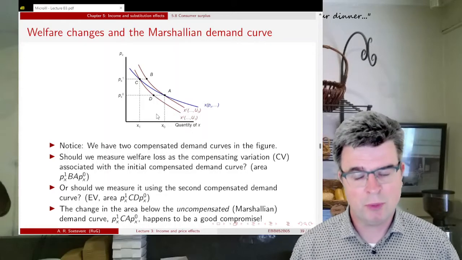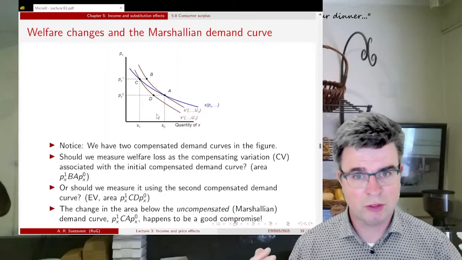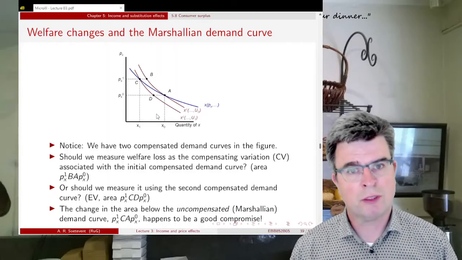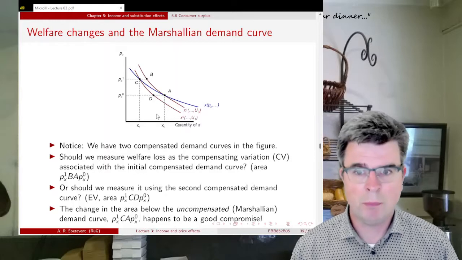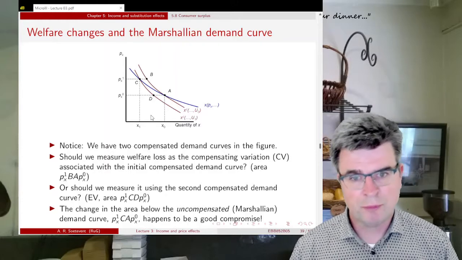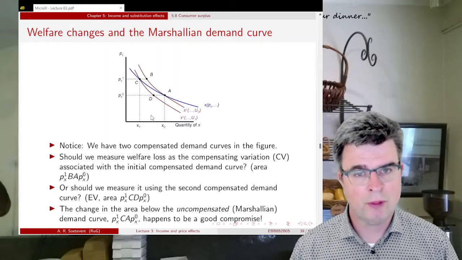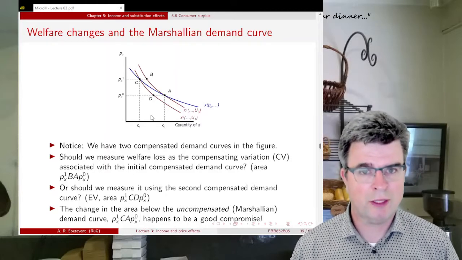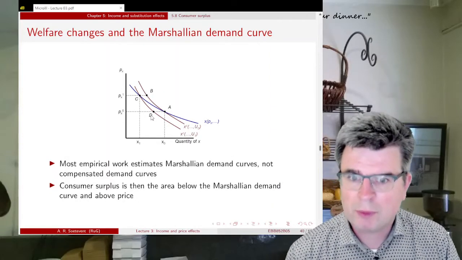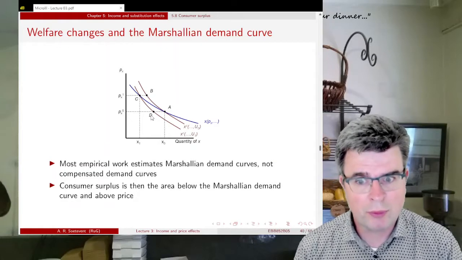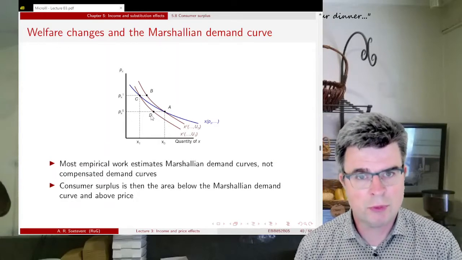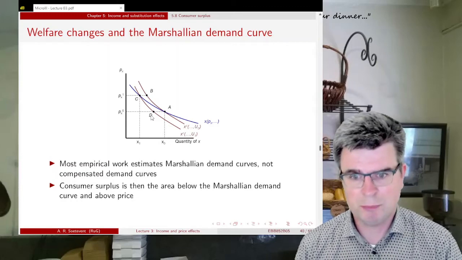If we use that, we get a welfare loss that is just somewhere in the middle of the welfare losses that we would compute if we would use the compensated demand curves. So that's one reason to use the uncompensated demand curve for your welfare loss calculations instead of the compensated curves. And indeed, if you look at empirical work, then most of the empirical work estimates uncompensated demand curves and uses that to compute the consumer surplus.